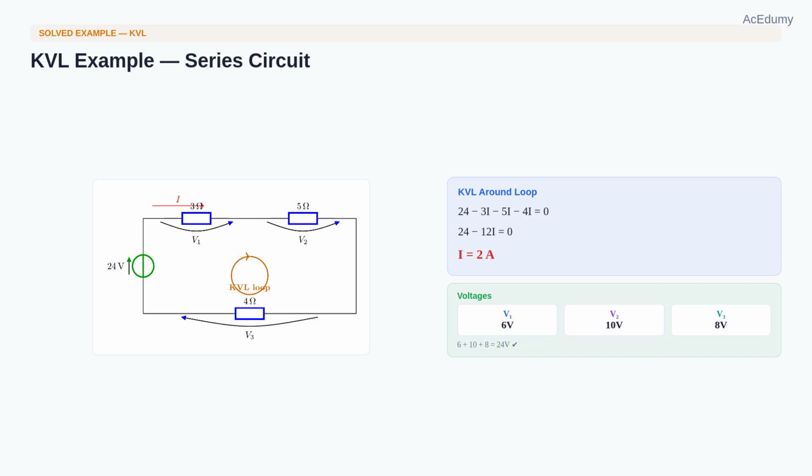Now we can find each voltage. V1 equals I times 3, which is 6 volts. V2 equals I times 5, which is 10 volts. V3 equals I times 4, which is 8 volts. Let's verify. 6 plus 10 plus 8 equals 24. KVL checks out.